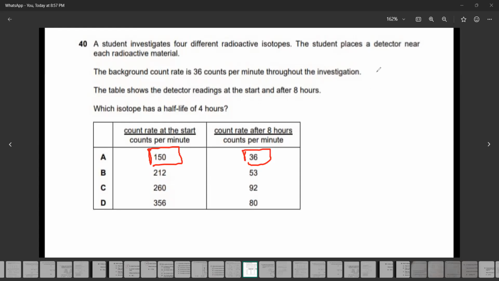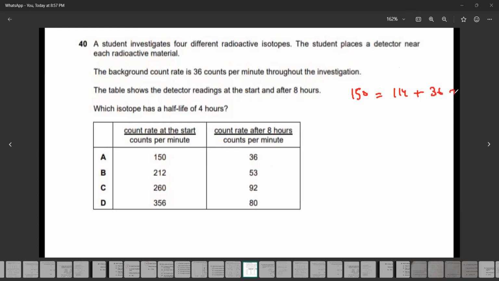If it is 150, how many are there due to the source? It will be 114 due to the source, and 36 are due to the background.